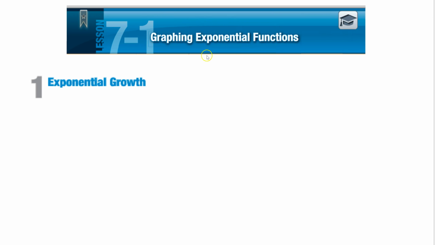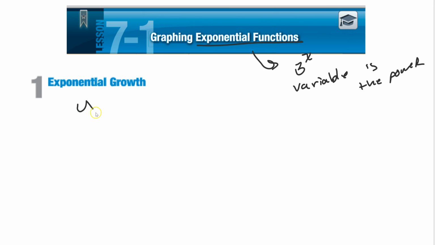7.1 Graph and exponential functions. So first let's talk about what an exponential function is. An exponential function is a function where the variable is a power. So it's something like 3 to the x. So the variable is the power. That's an exponential function. So it's going to be something to that effect.